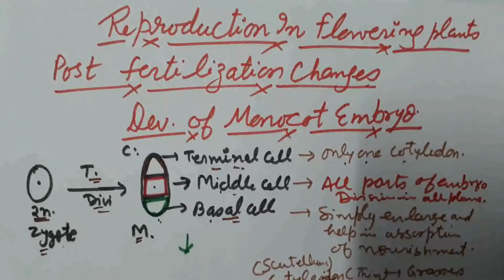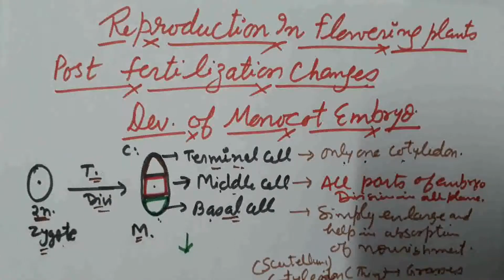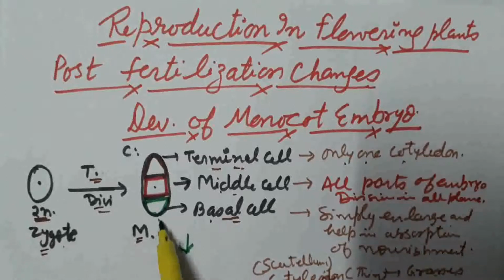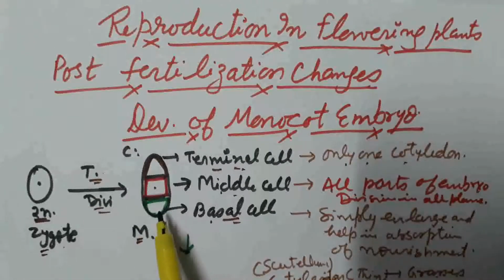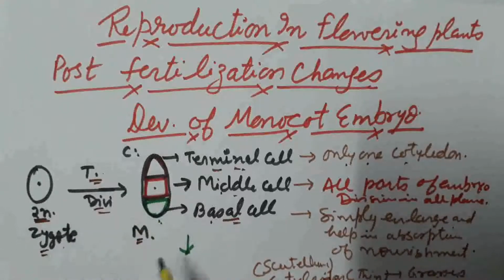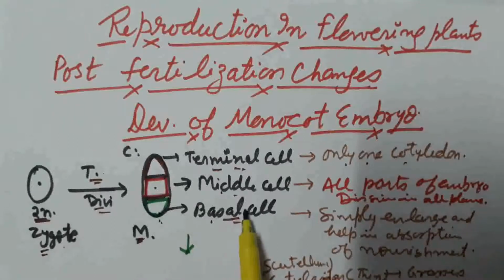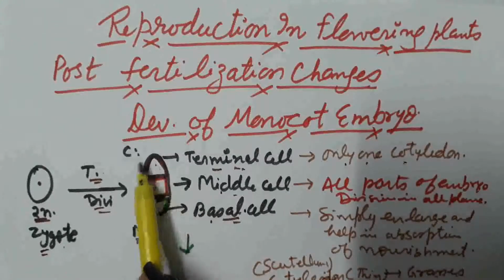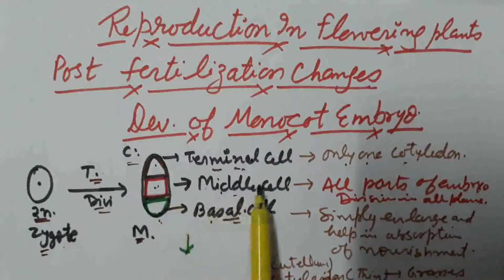What happens in the case of the zygote? At the time of development of the embryo, transverse division takes place and a three cell structure is produced. First a transverse division takes place and two cells are produced, and then out of the two cells only one divides. So a three cell structure is produced. The cell present towards the micropylar end is known as the basal cell. The cell present towards the chalazal end is known as the terminal cell, and the middle cell is known as the middle cell.